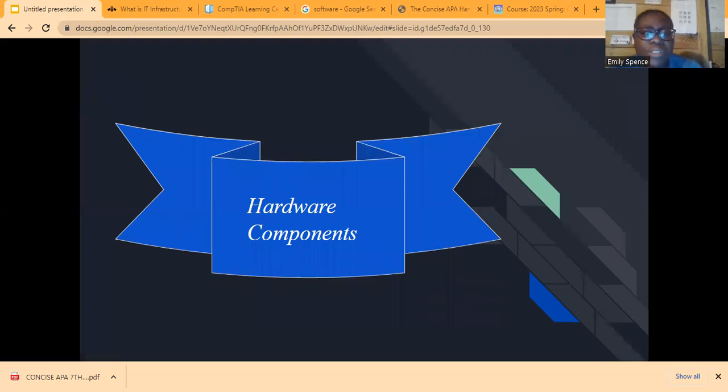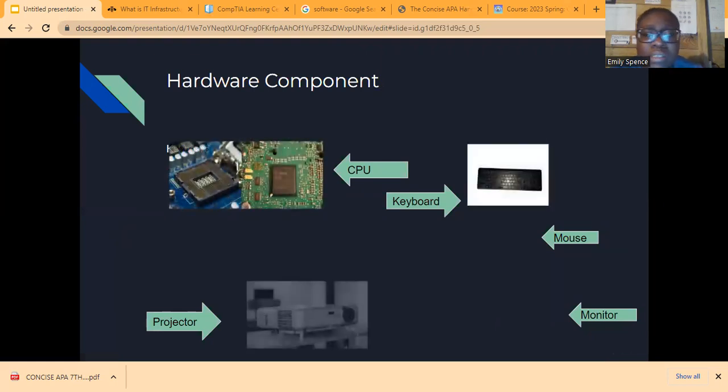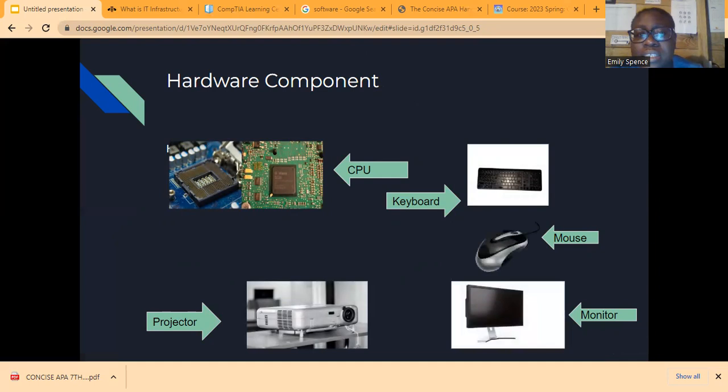Hardware components refers to physical components that make up the computer system. Here we have some examples. The central processing unit, that's the CPU, is a component that allows software programs to run. It will process a command from the user and direct other components to respond. It is often called the brain of the computer. The keyboard and mouse are used to input commands into the computer. The monitor can be both an input and output device, as is the case with a touchscreen monitor. The projector is an output device that is used to project things to a screen.